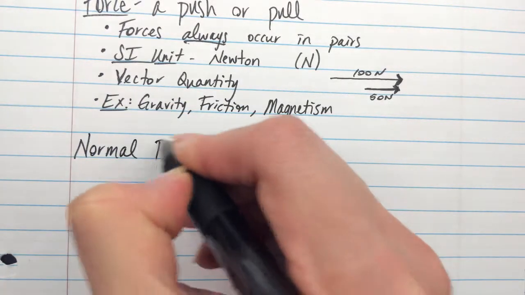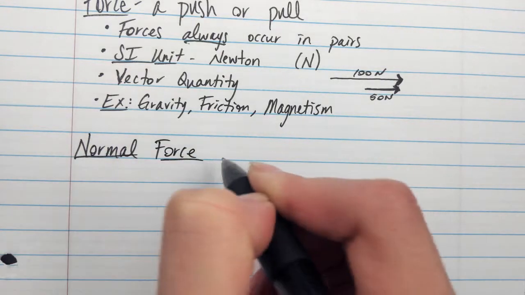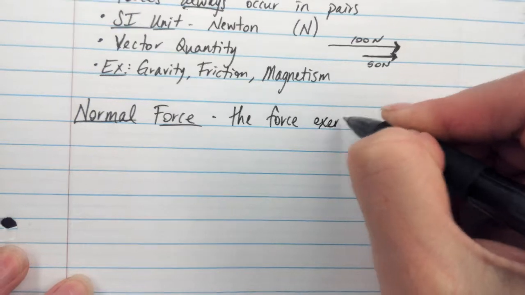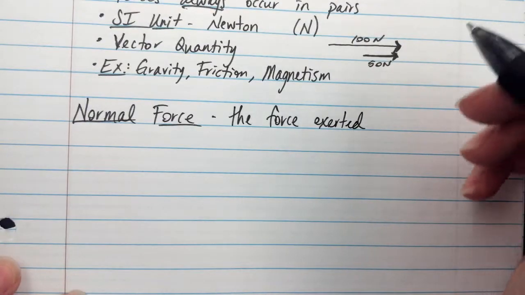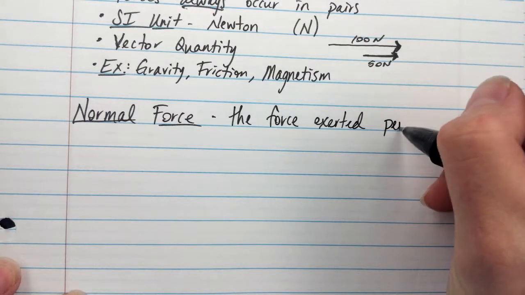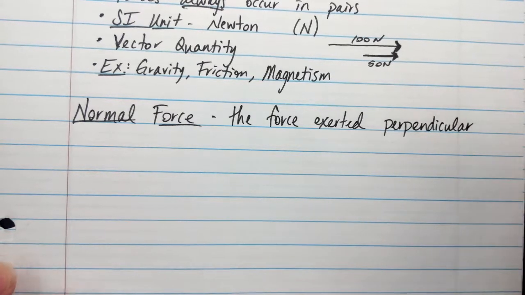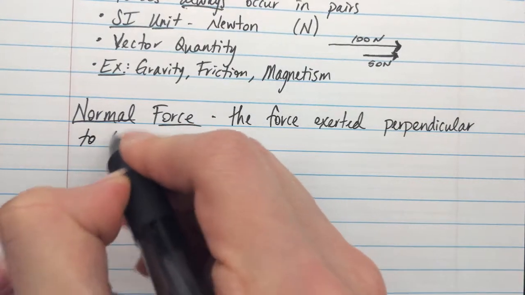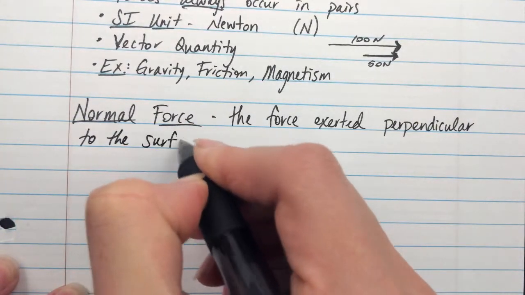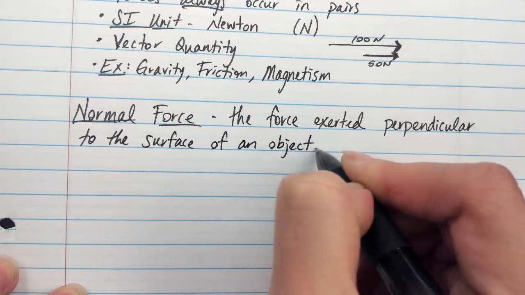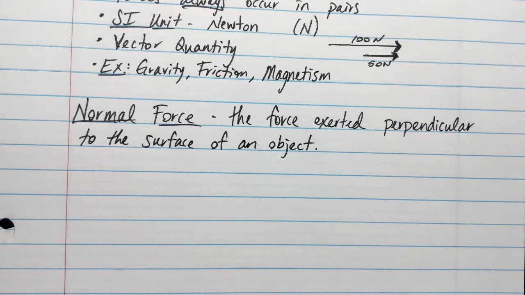Normal force. That is the force exerted perpendicular to the surface of an object. Now, by definition, that's kind of tricky.